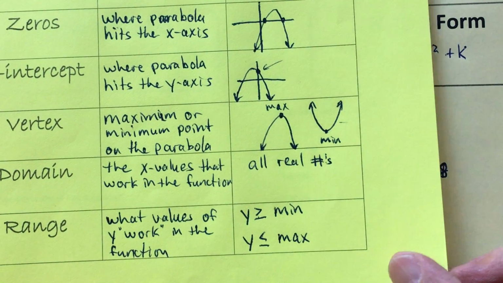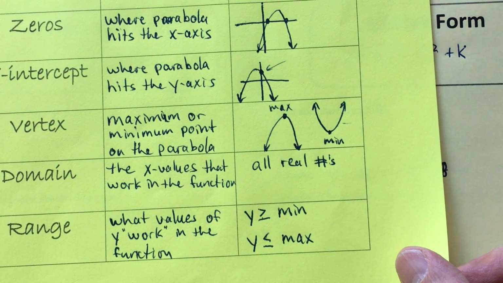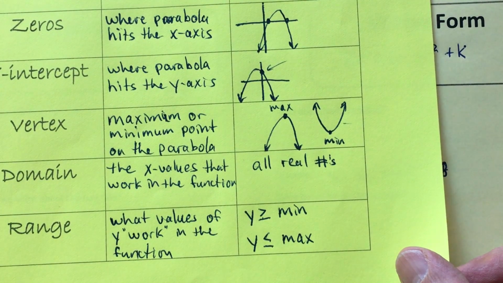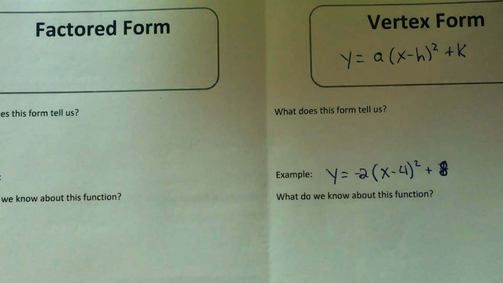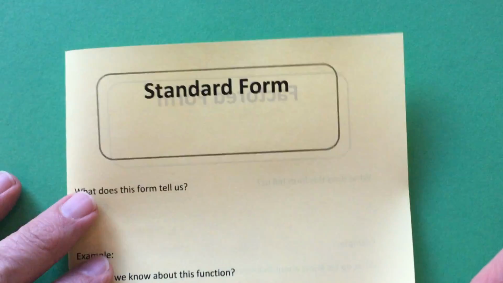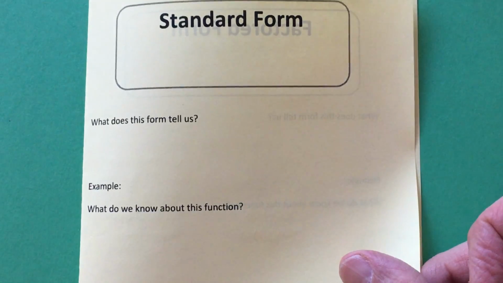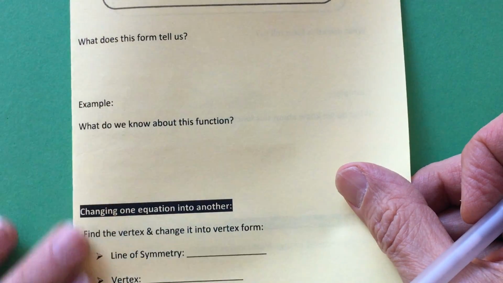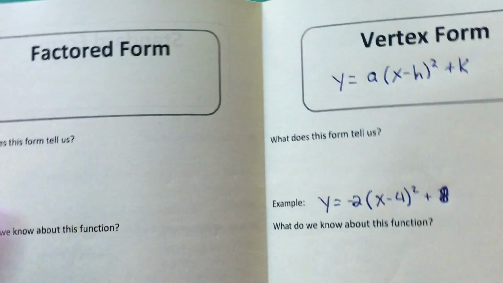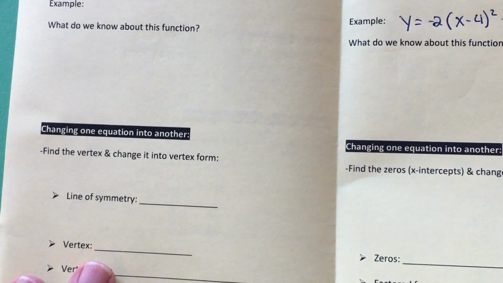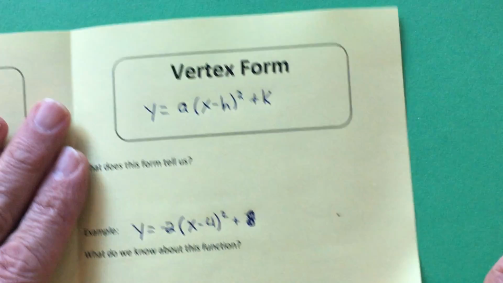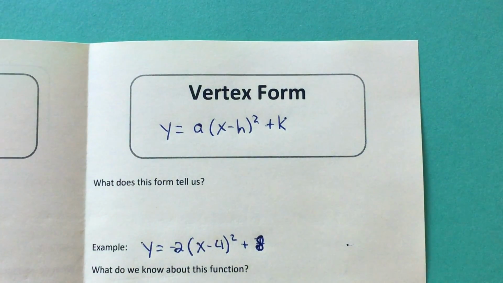Okay, those are many of the main parts of the parabola. We're going to now look at vertex form. You should have this foldable in your notes. It talks about standard form on the front page. We'll do this on another lecture. Factored form, that's also another lecture, how we can go between the two of them. We're going to look at vertex form. I'm going to zoom in a little bit.